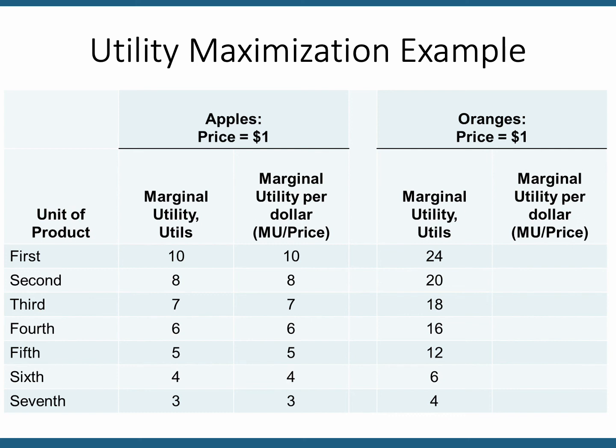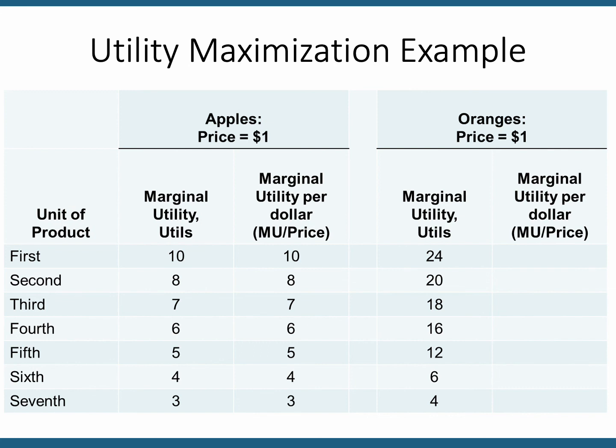And so I'll ask you to do this. Now you have to fill in a new column for oranges, marginal utility per dollar. Except now it's the first unit of oranges, it's 24 utils divided by $1. So the marginal utility per dollar is 24 utils per dollar. For the second unit of oranges, 20 utils per dollar, and then 18 utils per dollar, and so on. All right, so this really changes things.